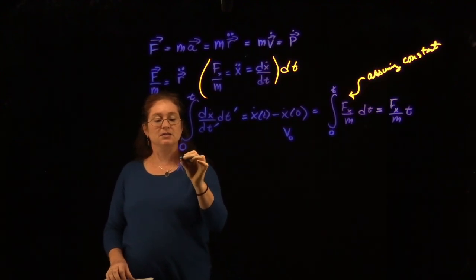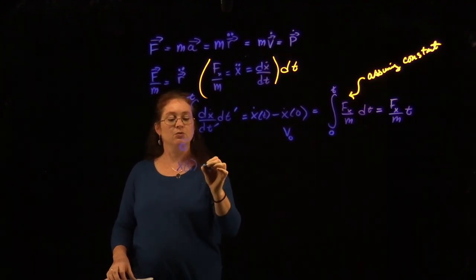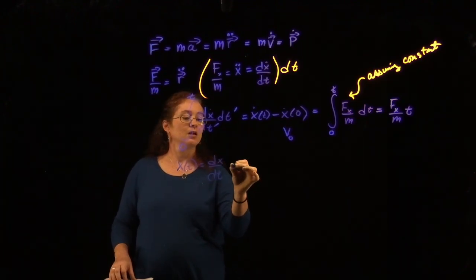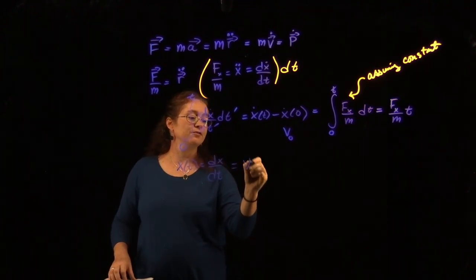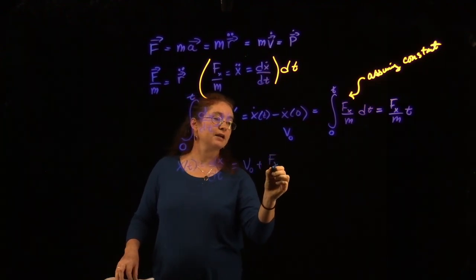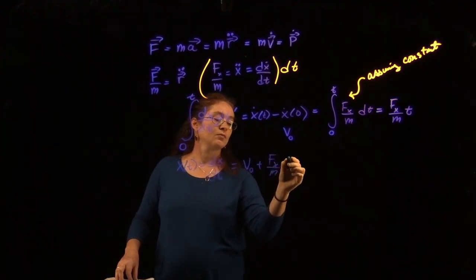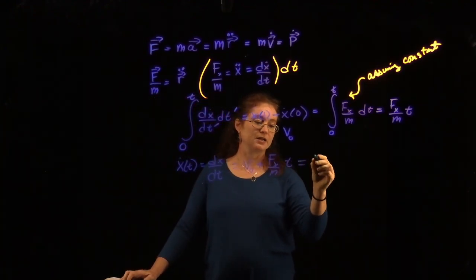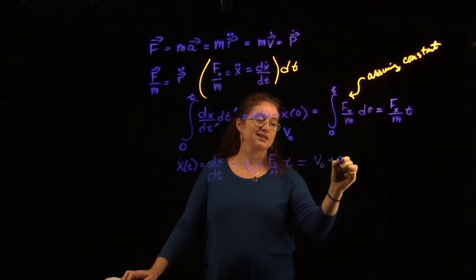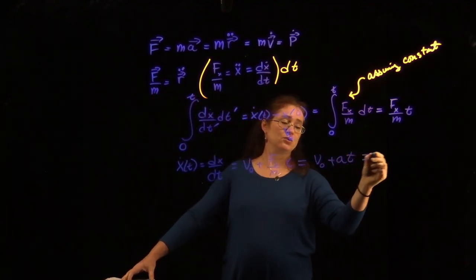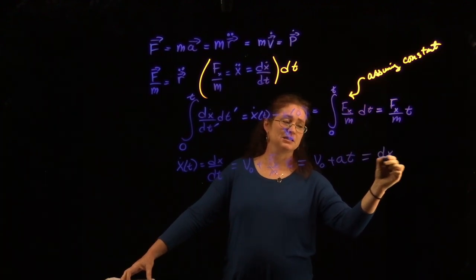All right, so then I get with this the equation x dot of t, which is equal to dx/dt, equals v0 plus Fx over m times t, which you might also recognize as the acceleration times time. And this is equal to dx/dt.